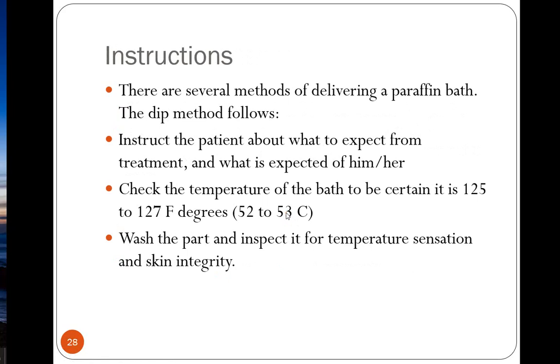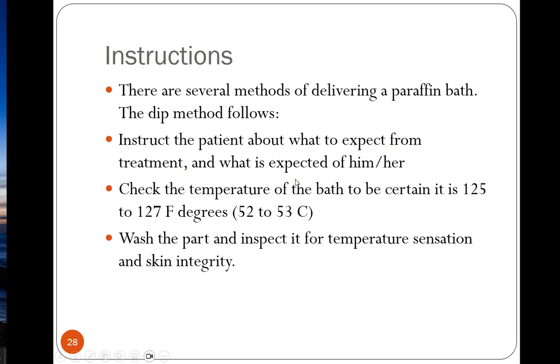Instructions. There are several methods of delivering paraffin baths. Most people use the dip method, where you dip the extremity, dip the hand or the foot or the elbow. We've used the brush, where you can brush it on the client, for example, if you need to moisten around the biceps or the forearm and you cannot dip that forearm. You could use a small cup to scoop the paraffin and pour it on areas that are hard to dip.